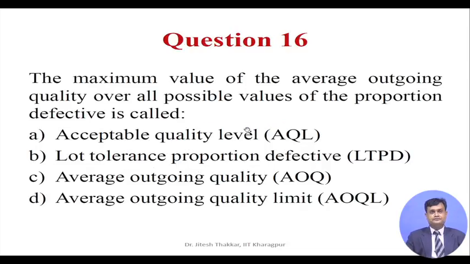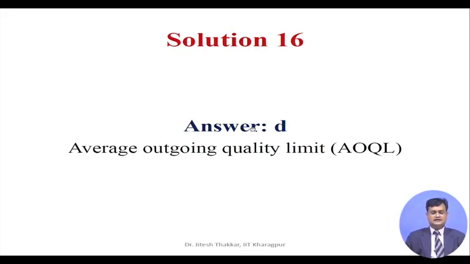Question 16. The maximum value of the average outgoing quality over all possible values of the proportion defective is called A, acceptable quality level AQL, B, lot tolerance proportion defective LTPD, C, average outgoing quality level AOQ, and D, average outgoing quality limit AOQL. The correct answer is D, that is average outgoing quality limit.